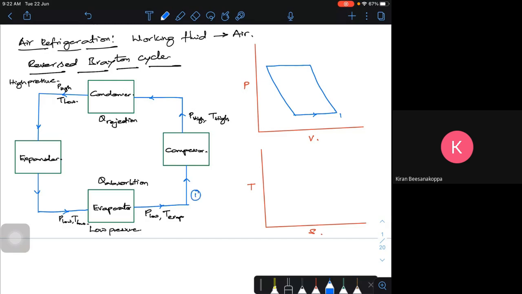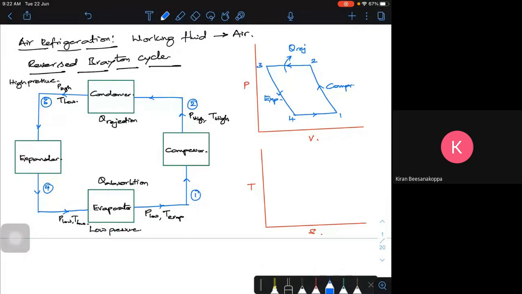Now I am going to compress it. This is the compression process. It is compressed to point 2. Then I'm going to reject the heat. This is your heat rejection in the condenser, and I'm going to reach a point. These are all happening at the same constant pressure. This is point 3. Then I will have an expander. This is your expansion process, and I'm going to reach point 4.